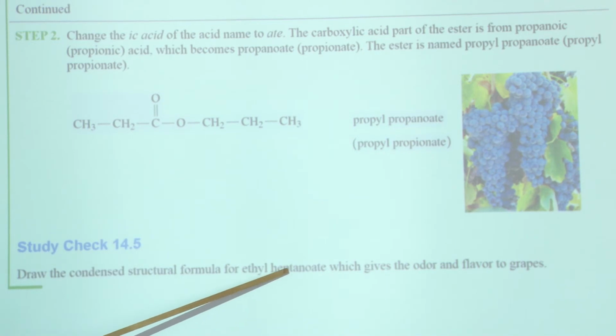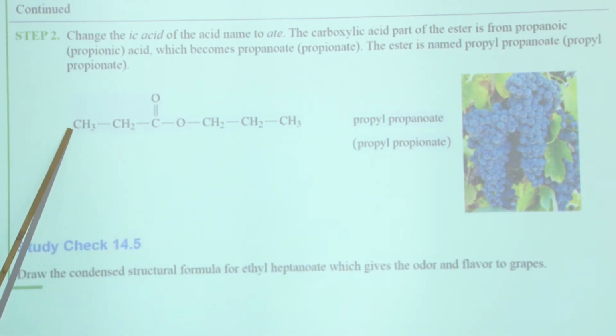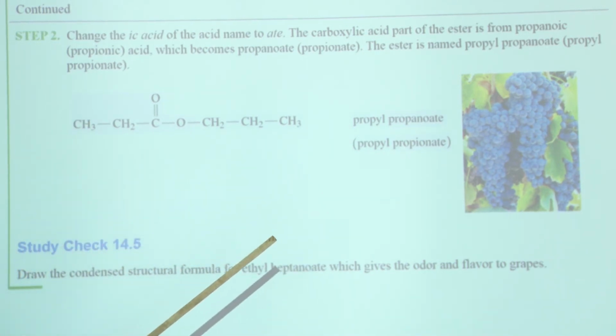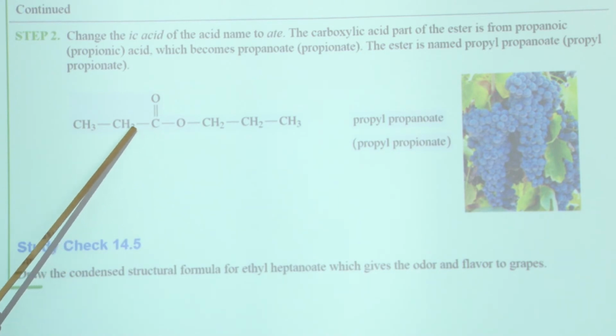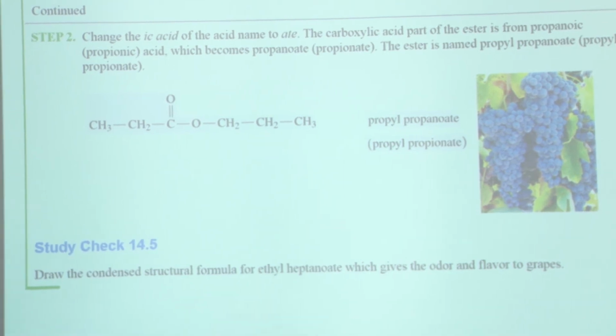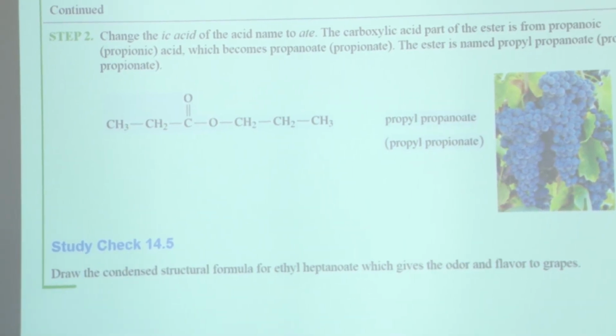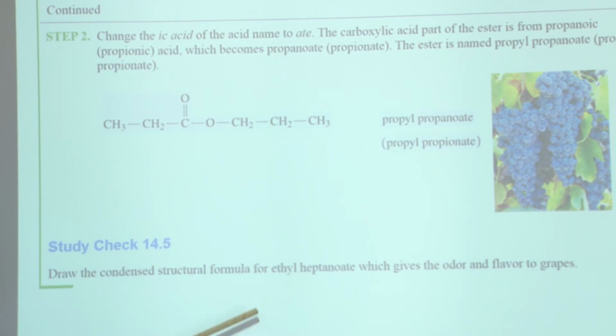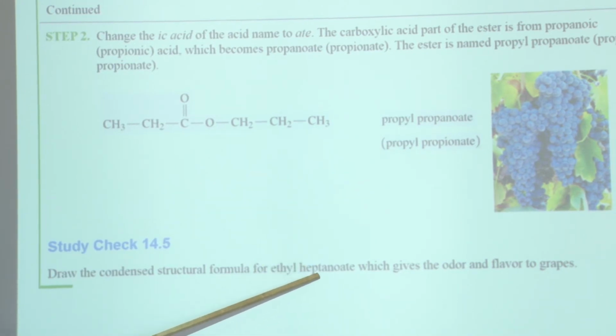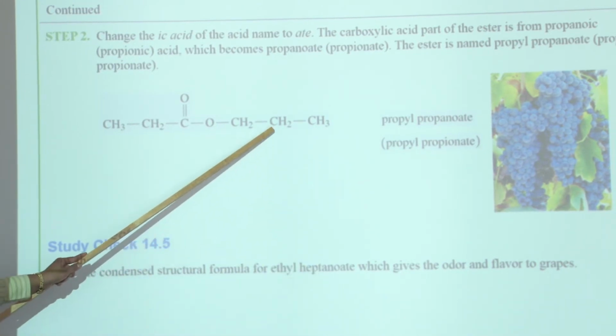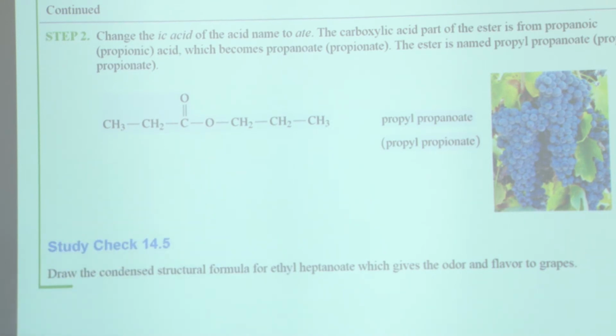Ethyl. Heptanoate. So this is going to be 7. Hepta is 7. So 1, 2, 3, 4, 5, 6, 7. 7 carbons. So ethyl heptanoate gives odor and flavor to grapes. So looking at the name, this is your alcohol, this is your acid in an ester. Looking at the name, you will be able to set up the formula.